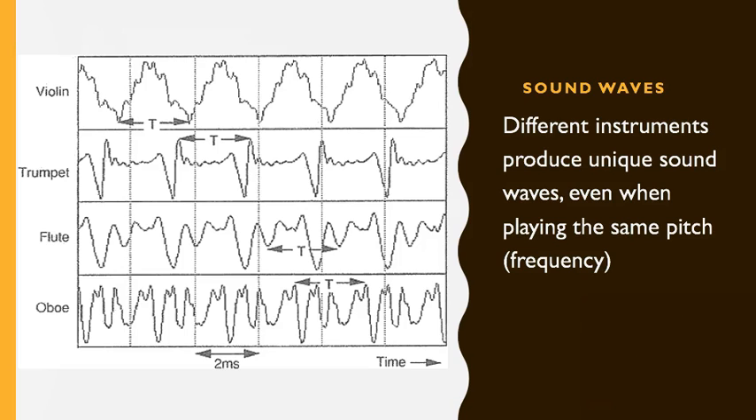So what we're looking for here is the slight differences in the actual shape of the sound wave. So even if they're moving at the same frequency, producing the same pitch, they each are shaped quite differently. And this is a result of different types of overtones produced by each instrument.